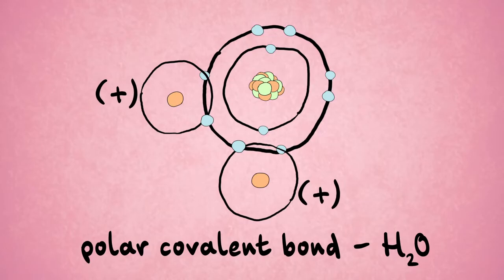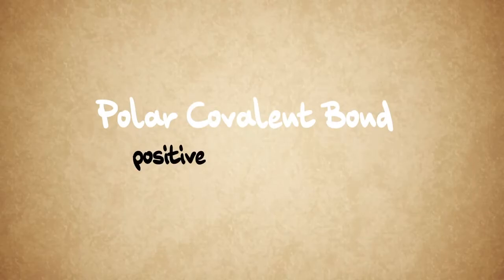This creates a slight positive charge around the hydrogens and a slight negative charge around the oxygen. When something has a charge, we say that it's polar. It has a positive and negative pole, and so it's a polar covalent bond.